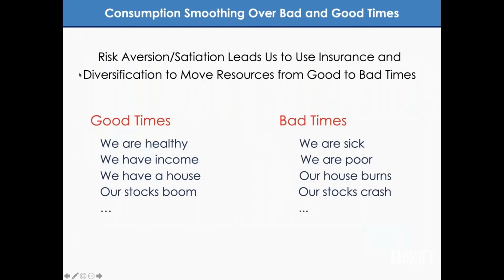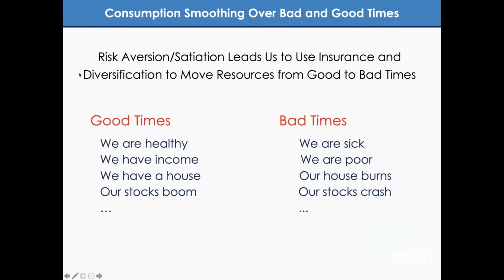Now, when it comes to thinking about insurance and diversification, then we're talking about smoothing across good and bad times. Good times is when we're healthy, when we have income, when we have a house, when our stocks are booming. Bad times are times when we're sick, when we're poor, when our house burns down, when our stocks crash.